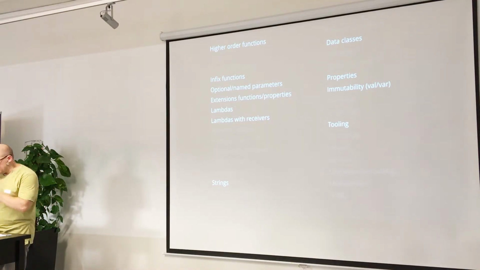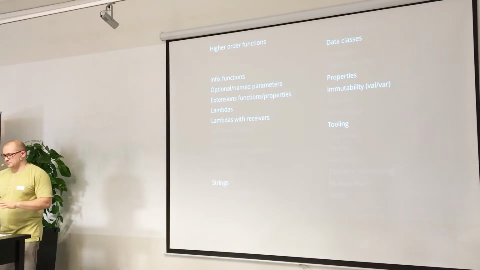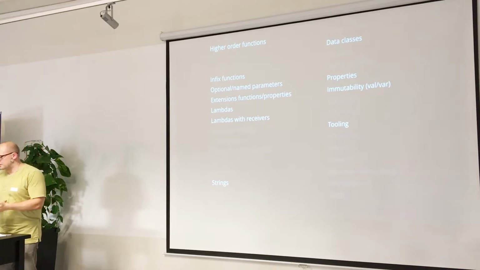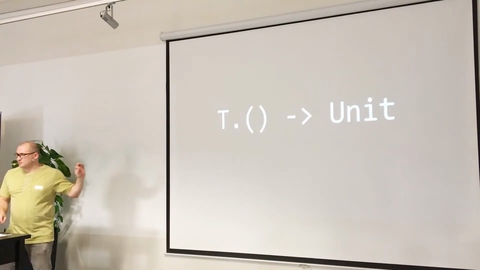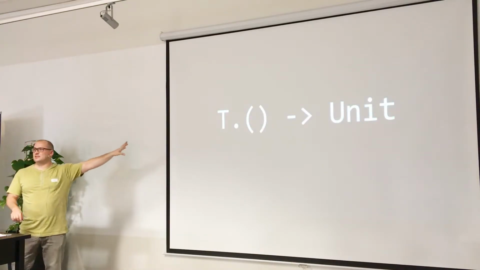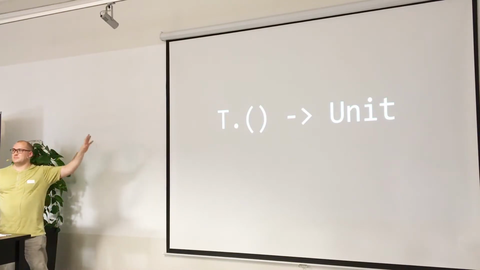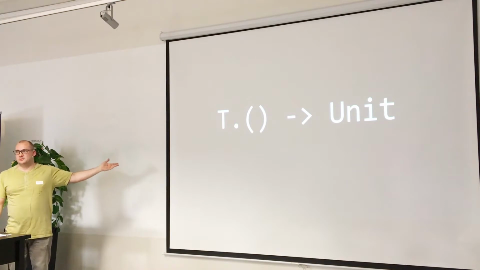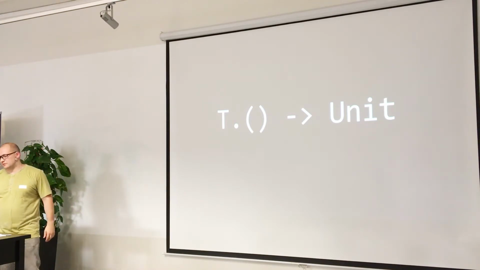Okay, at the end of the talk, if you remember nothing, whatever I say is nonsense, right? Nobody cares. But one thing you should remember is this, those 10 characters. Lambda with receiver. And I will explain what it is, and actually it's the main trick to use when you're building your DSLs in Kotlin.